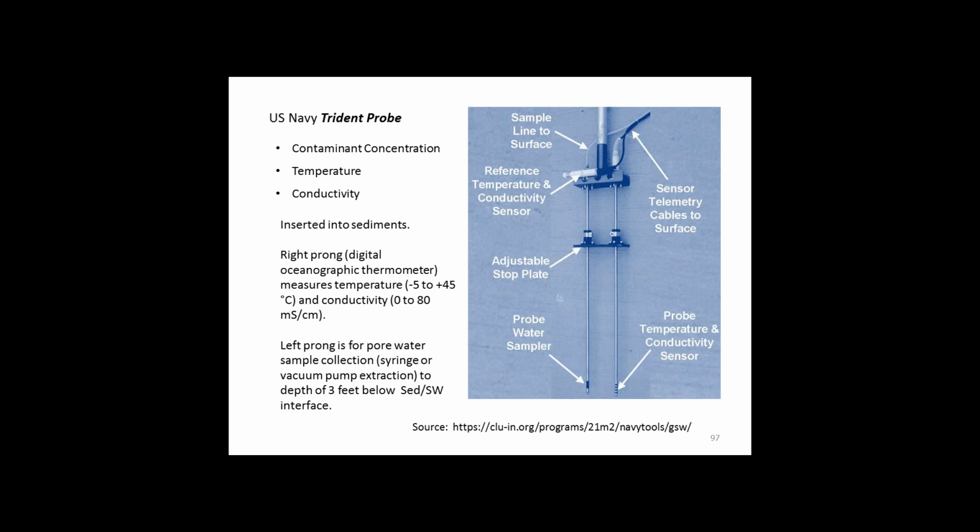It can provide contaminant concentration, temperature, and conductivity. And in this example, the temperature and conductivity sensor is on the base of the right probe, whereas the pore water sampling end of it is on the left probe. There's also a reference temperature and conductivity sensor that sits above the probes that would be sitting in the standing water body. This is driven down into the sediments. If you were to collect the sample, it's going up through that tube to the deck above on the boat you're on.